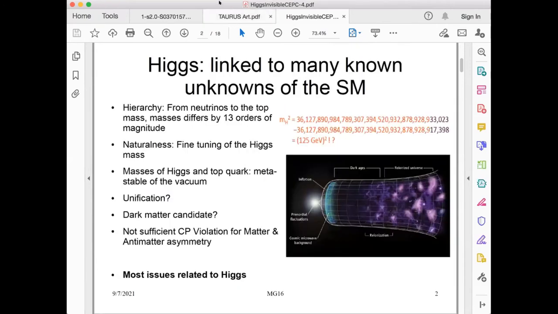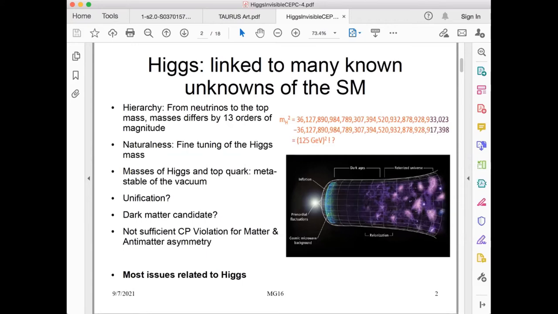At the very beginning, we certainly know that the Standard Model is not the end of the story. There are many, many known unknowns of the Standard Model, including dark matter. As listed here, there are many different issues and problems with the Standard Model. What makes it interesting is that most of these issues are related to the Higgs. In this sense, we would really like to study the Higgs properties in detail and try to look for new fundamental principles of particle physics.